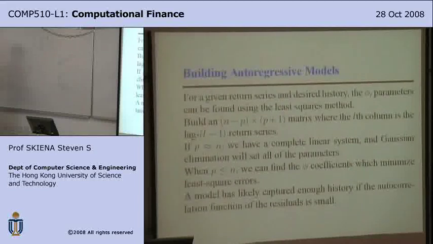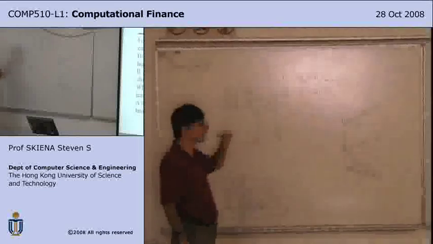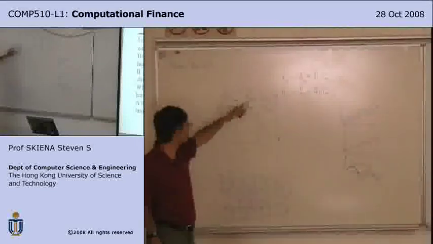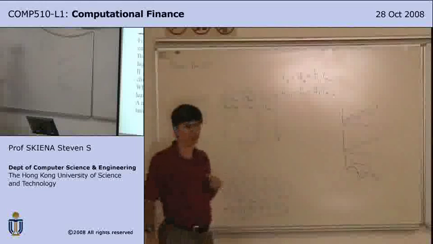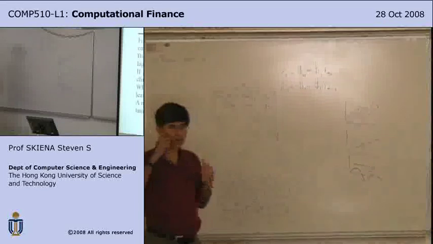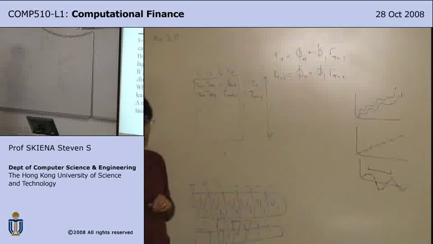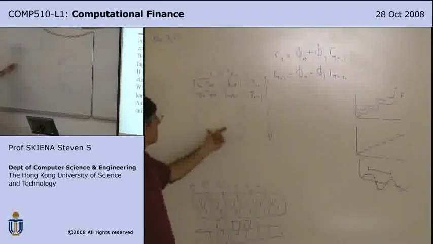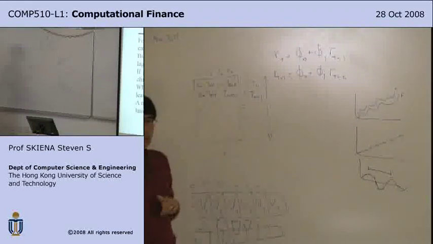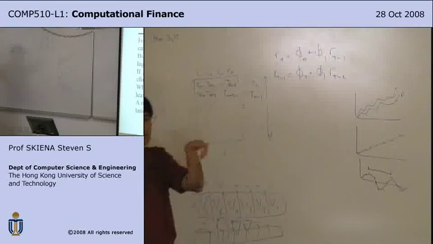If I give you a time series, it should be clear that this procedure, this matrix, and solving for these coefficients will find the best coefficients to fit that. Once you've decided what the history is, how might you go about trying to select what the right history is? Any ideas?